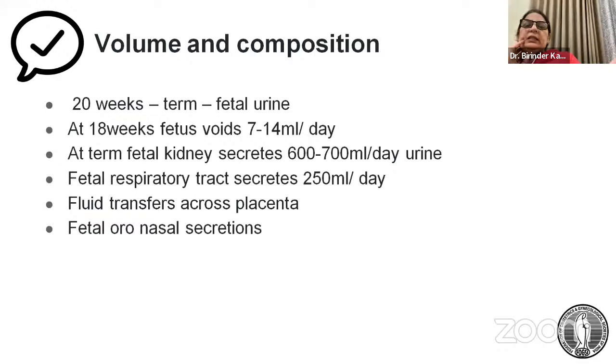A fetal kidney at term secretes 600 to 700 ml of urine per day, and 250 ml is from the respiratory secretions. Oronasal secretions also contribute to the volume, and the fluid mainly contains carbohydrates, lipids, proteins, lanugo, vernix, and electrolytes.